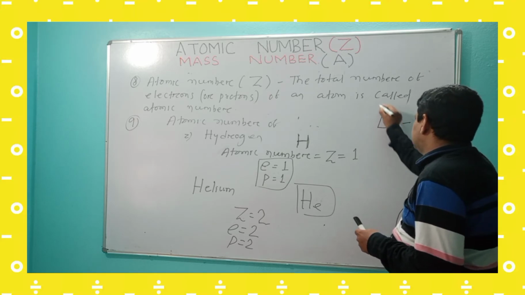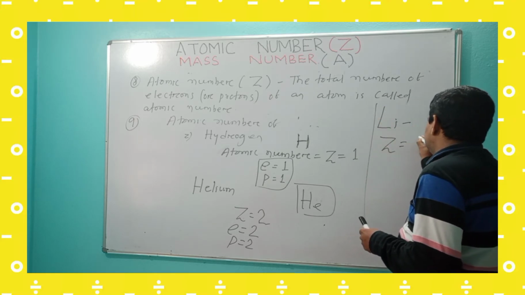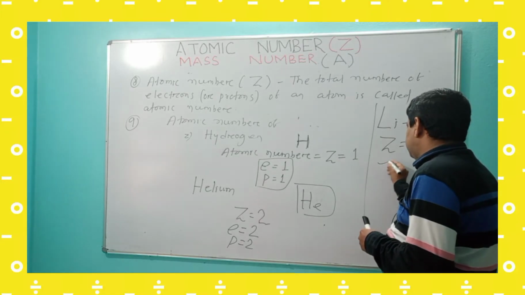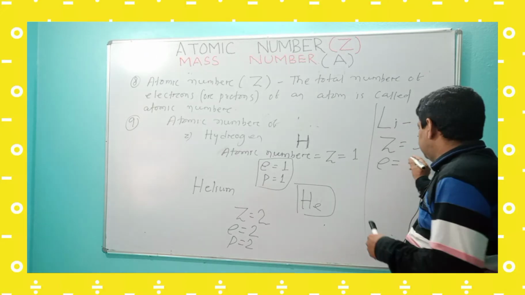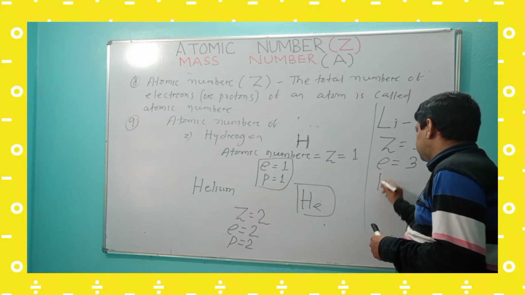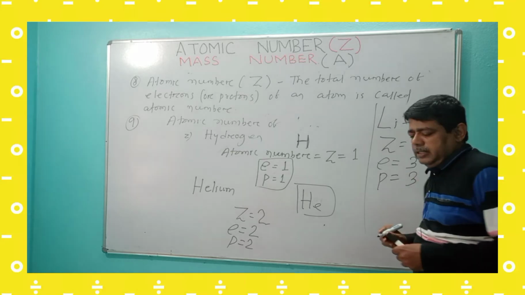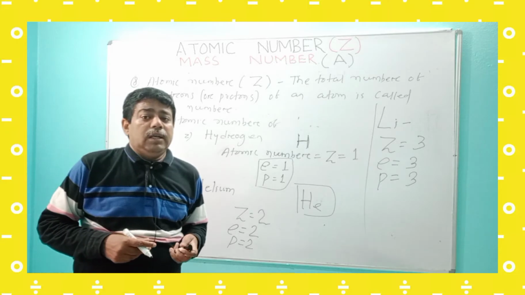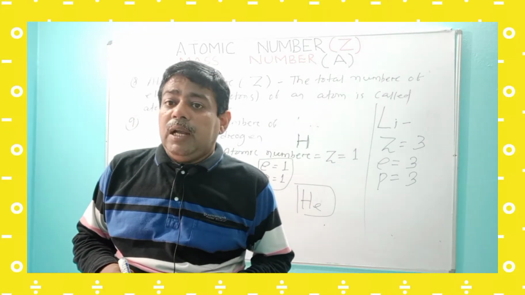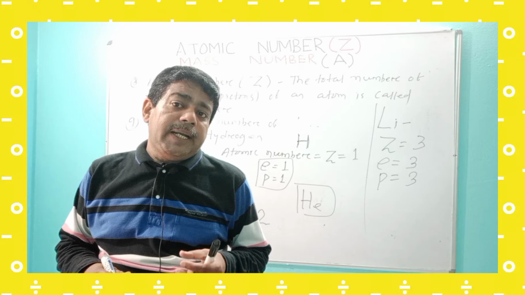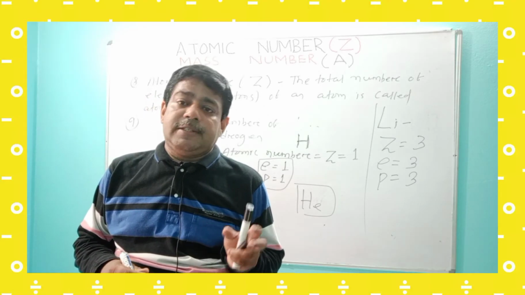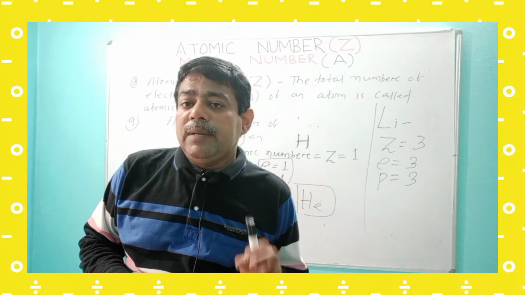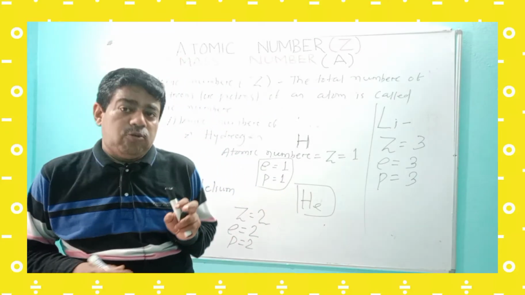Similarly, lithium. What is the atomic number of lithium? It is 3. It means the number of electrons is 3, and the number of protons is also 3. So this is how you can find the atomic numbers. From the atomic number you can easily find the number of electrons and protons. So atomic number tells how many electrons or protons an atom has. Another important point is that the atomic number of an element has a constant, fixed value.